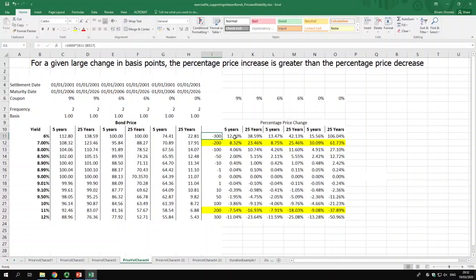In that case the percentage price increase, which is when yield goes down, price goes up. This increment, which is 12.8%, moving from 9 to 6%, this is 12.8 as compared to just 11.04. But remember, this is not happening here when the percentage price change is smaller, because they are the same. So these were important properties.